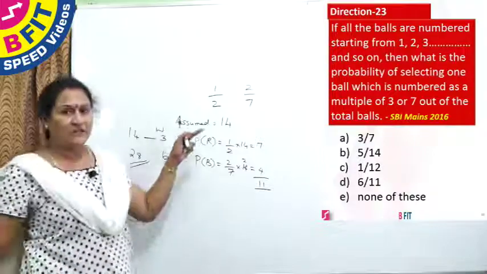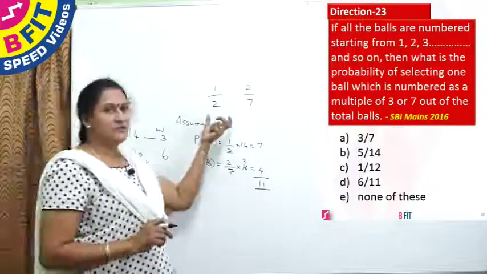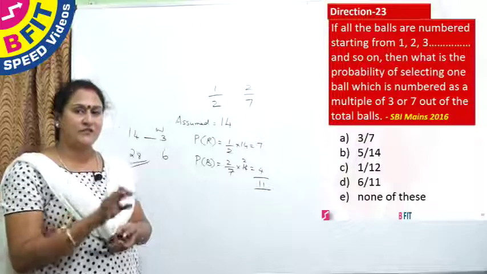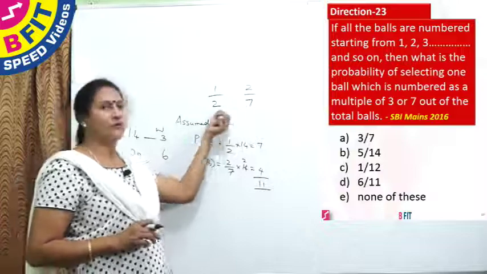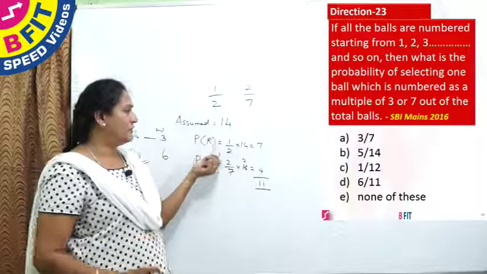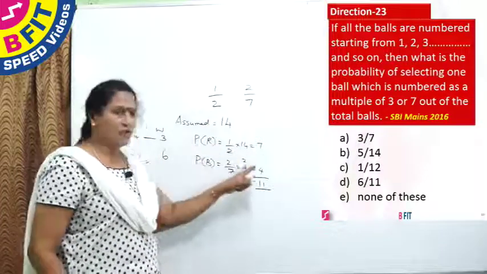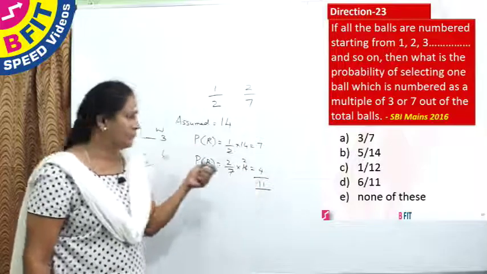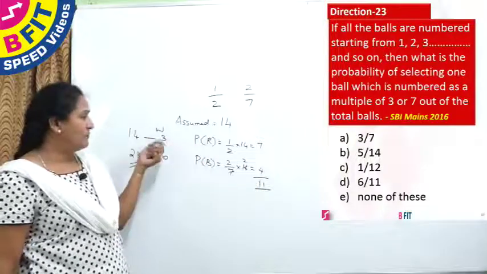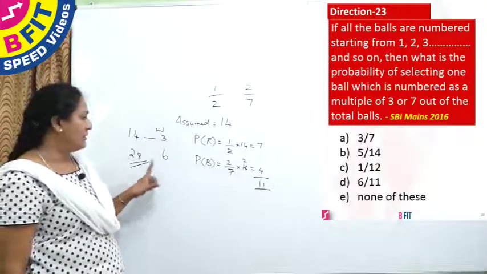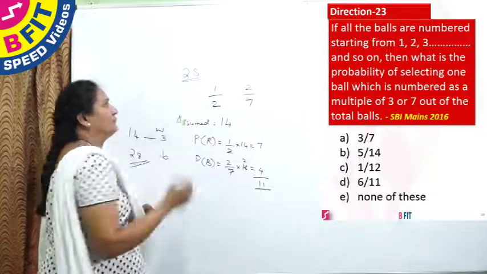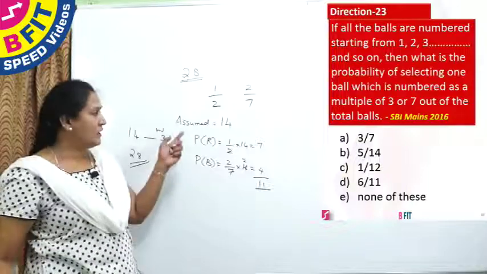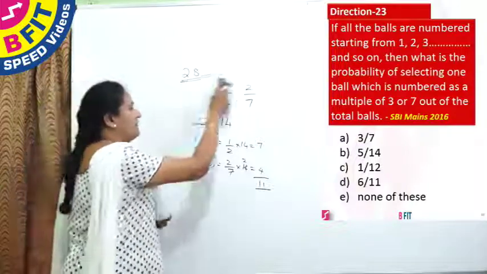Here the working is made easier by assuming some value, but instead of assuming any value, take the LCM of the denominators. I have taken 2 into 7, that is 14. According to this, red balls 7, blue balls 4, total 11, and I have got white balls as 3, but the actual data is 6 white balls. So there are 28 balls in the bag. Now with this data, we'll work out the first question.